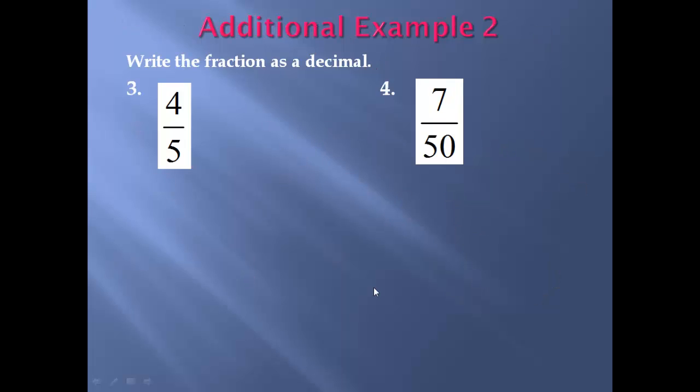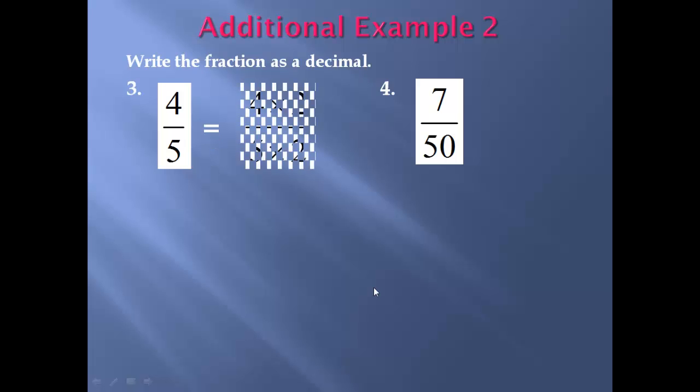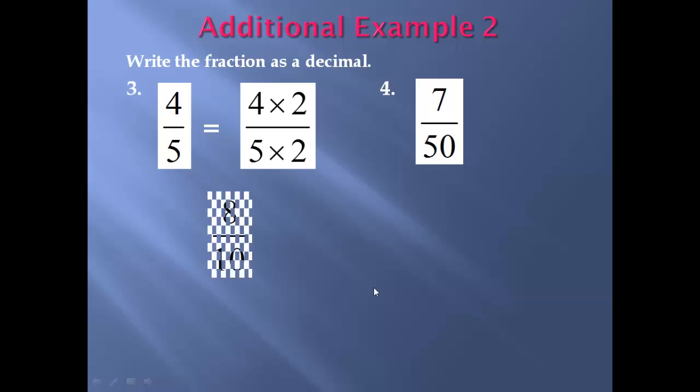Now we have a couple of additional examples. You may pause the video and try them on your own, or you can follow along. We want to write the fraction as a decimal. For number 3, we have 4/5. We can change this so that the bottom is 10. In order to do this, we would multiply 5 times 2. Since we're multiplying the denominator by 2, we have to multiply the numerator by 2. So we'll have 4 times 2 for the numerator. This would be 8/10, which can also be written as 0.8 because 0.8 is read as 8/10.